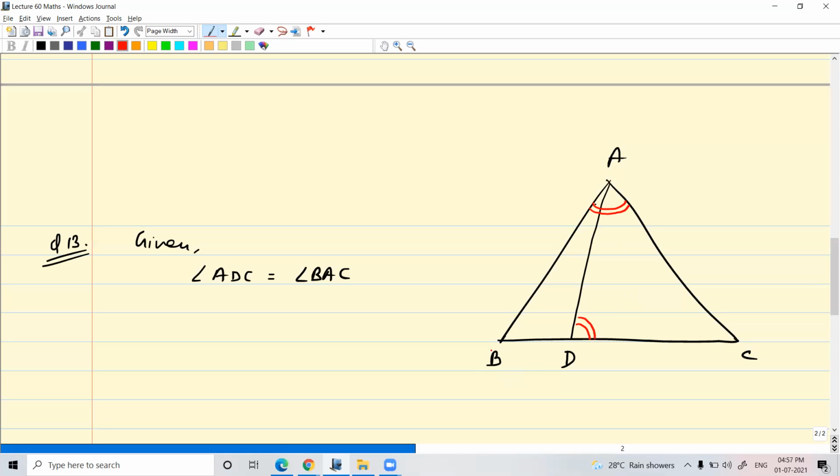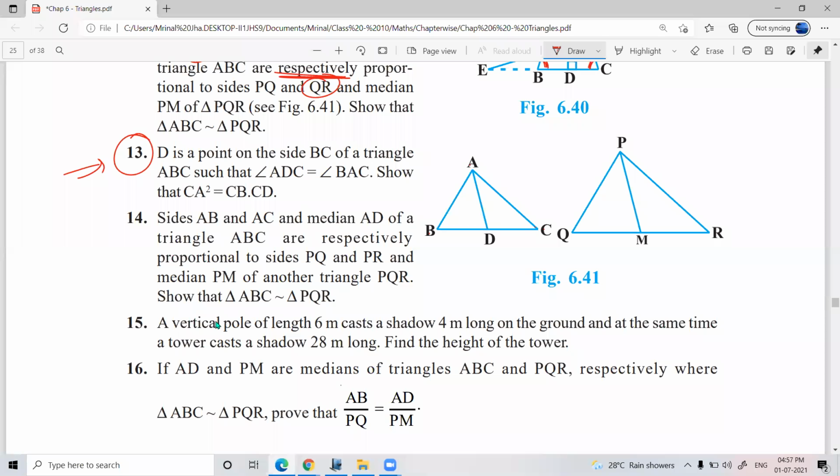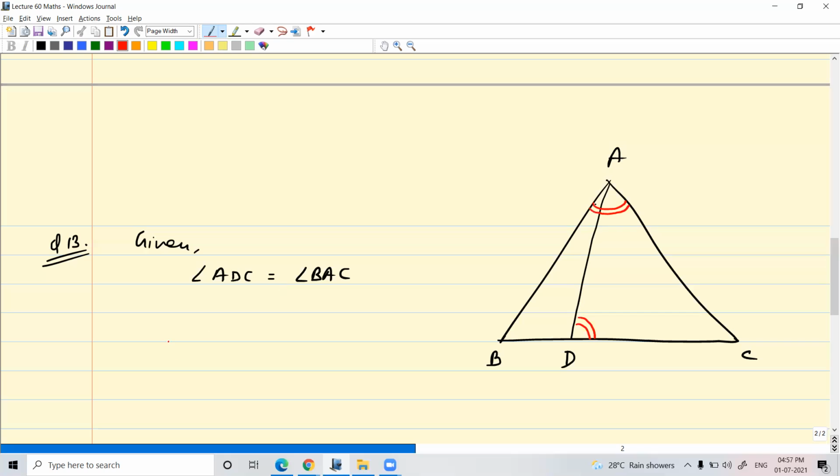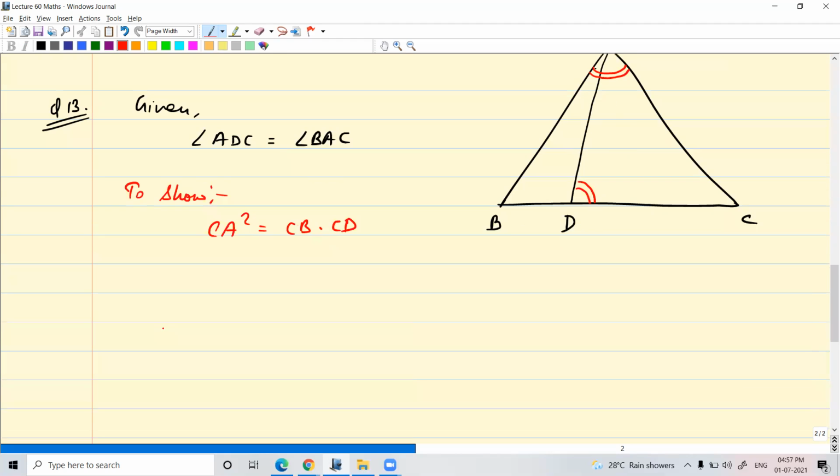So this should be straightforward. Can you tell me by giving this information, which triangles can we prove that they are similar? Triangle ABC and triangle ACD, sir. Yes. Okay, we can prove that, but let's see what it is they're asking us to show. They're asking to show that CA square is equal to this. So what we understand from here, CA square means what? CA into CA is equal to CB into CD.